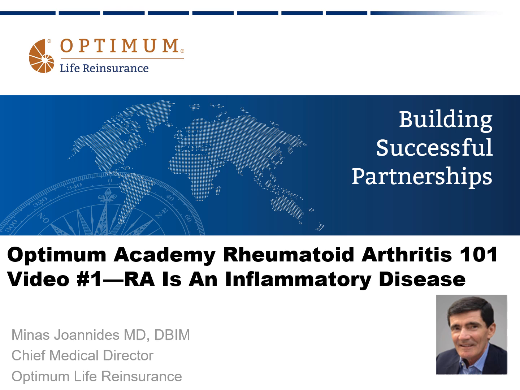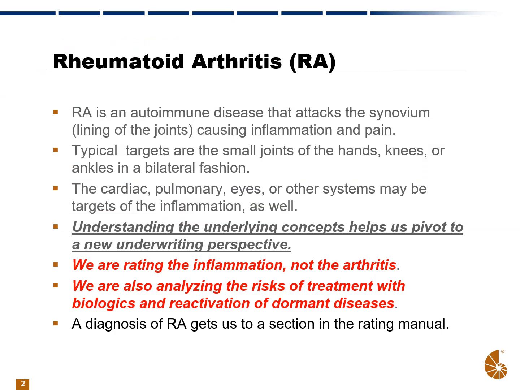Rheumatoid arthritis is an inflammatory disease. So let's get started. Rheumatoid arthritis is an autoimmune disease that attacks the synovium, or the lining of the joints, causing inflammation and pain. It typically targets the small joints of the hands and feet. It can also affect the knees or ankles in a bilateral fashion.